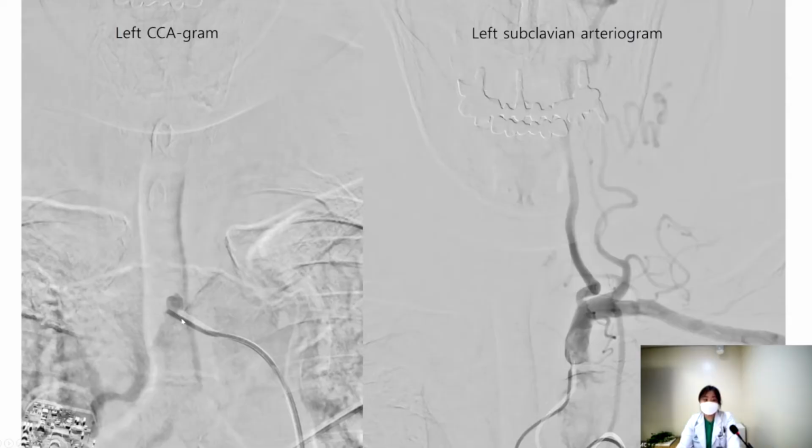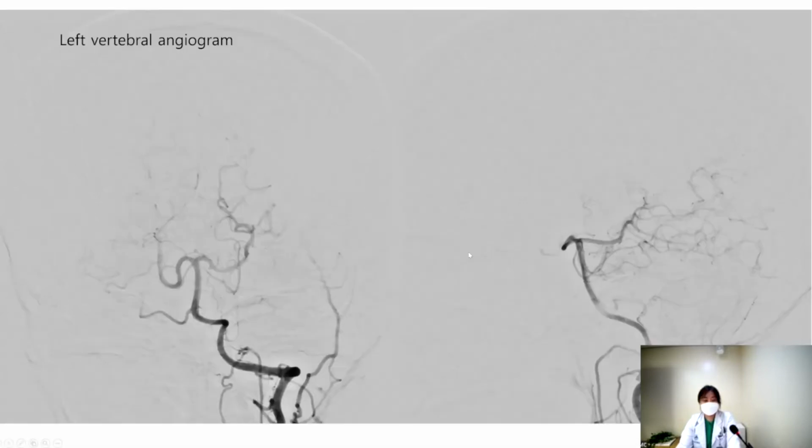And this is the CCA-gram and shows the stump in the proximal CCA segment, and the left subclavian arteriogram shows very tortuous and good collateral from the thyrocervical trunk to the ascending cervical artery, and costocervical trunk to deep cervical artery to occipital artery and reconstitution to the ICA. And this diagram shows the way and occipital collaterals.